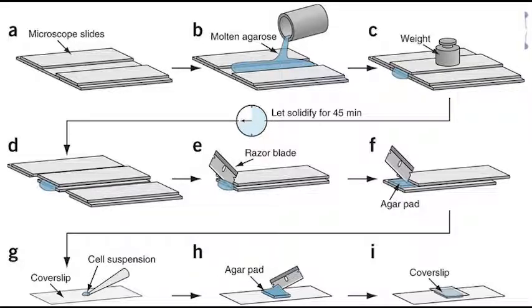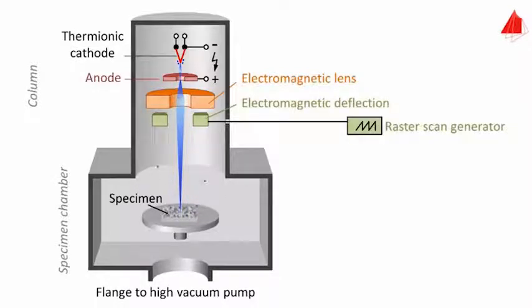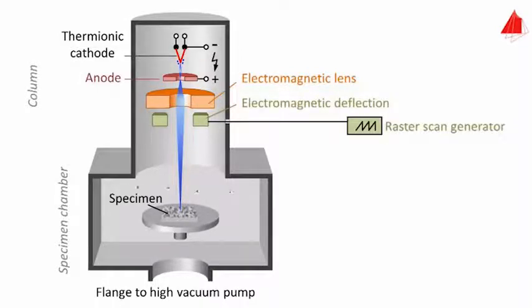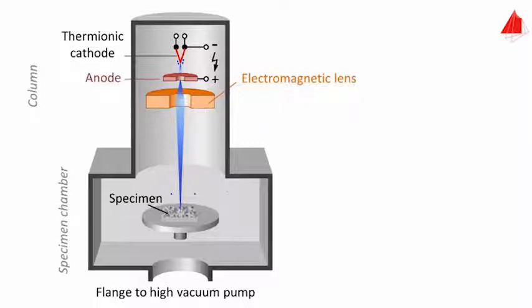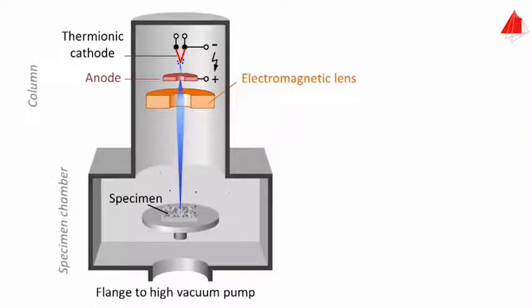As the beam passes through the specimen, what happens? One, electrons are absorbed by heavily stained parts. Second, electrons pass readily through the lightly stained parts. Third, electromagnets bend the electron beam to focus the image onto a fluorescent screen or photographic film.